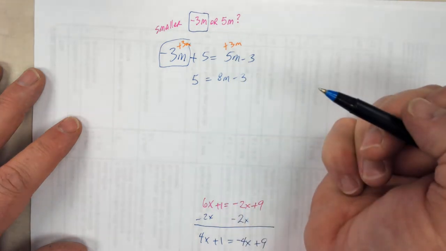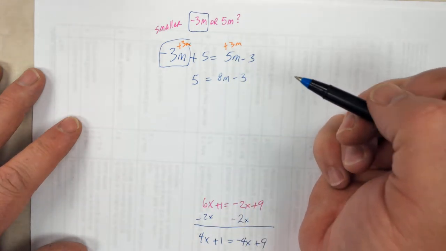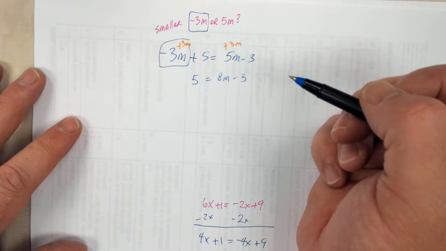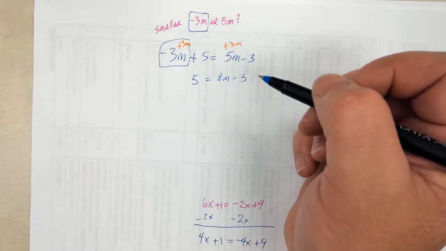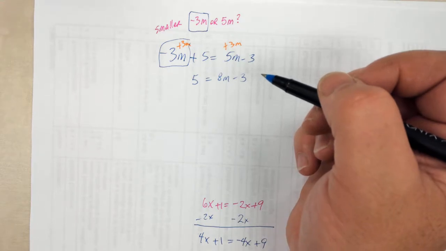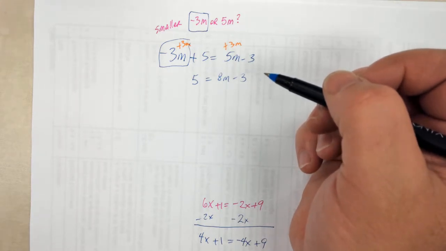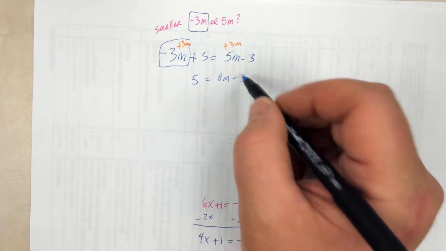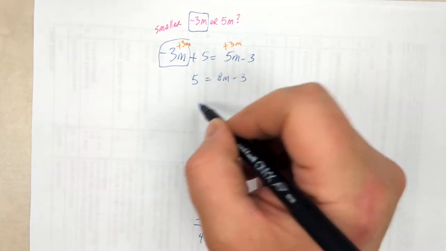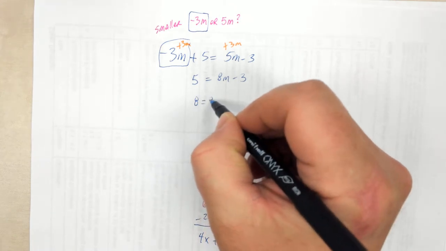8m minus 3. That's where I messed up. I didn't add it to the other side, and I left 5 equals 5m minus 3. But that's the right way. Yeah, this is right. So then you have to add the 3, right? To both sides.